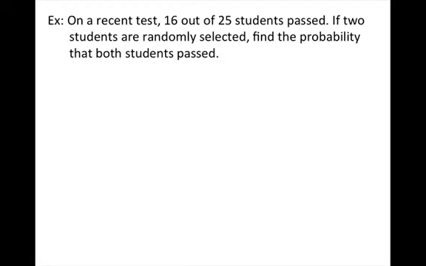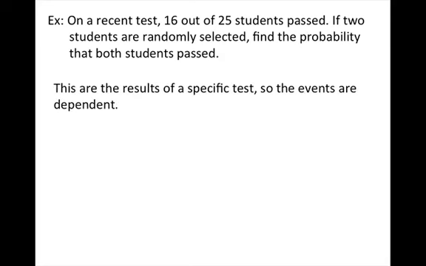The next example, on a recent test, 16 out of the 25 students passed. If two of these students are randomly selected, find the probability that both students passed. This time, the statistic that I'm given is specific. It's to that certain class, and I'm asked about the probability of that class. So these results are of a specific test, so the events are dependent.